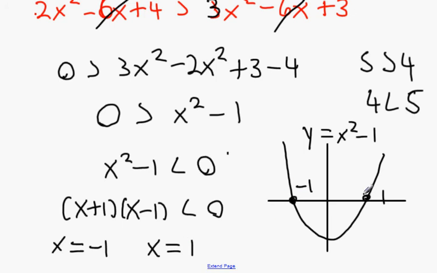And I go bigger than 0, bigger than 0, equals 0. Smaller than 0, smaller than 0, equals 0. Bigger than 0, bigger than 0. So basically I'm looking for this space in here. I'm looking for all the x values in between minus 1 and 1. So how do I write that down? X is greater than minus 1, but x has to be smaller than 1.